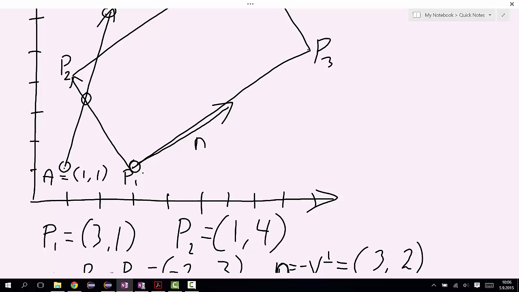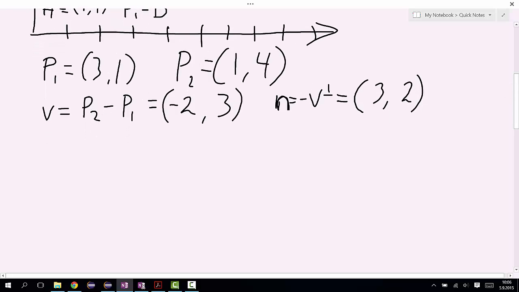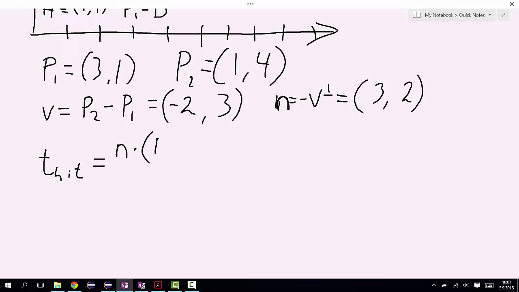So we can also say P1 now equals B. Same point, different name, just to use the formula that we have, which tells us T hit equals n dot (B minus A). So we're using P1 as B, we're using the position of the particle as A, divided by n dot C, where C is the direction vector of the particle.